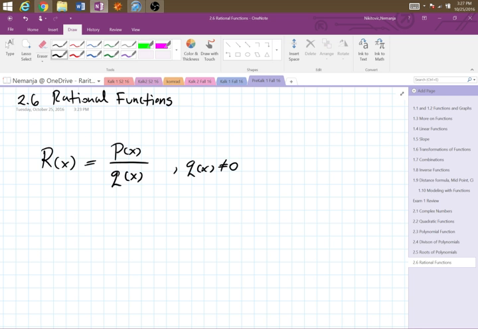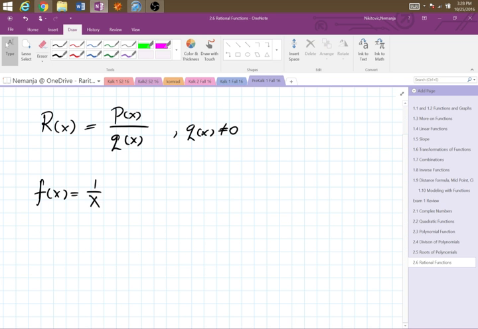And the probably simplest example that we could give in this case is, let's say, f of x is equal to 1 over x. That would be the simplest possible example. Definitely, number 1 is a polynomial because it's just a constant term, but it's a polynomial. And then you have x, which is also a polynomial. Both of them are monomials, but that's fine. And you're dividing those two. Can't be simplified any further.